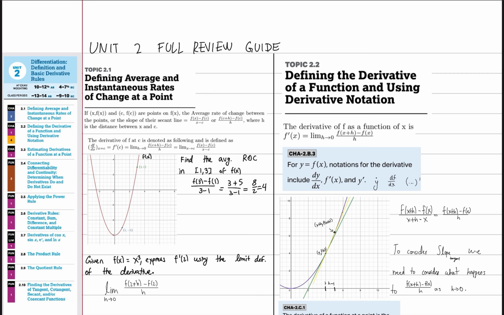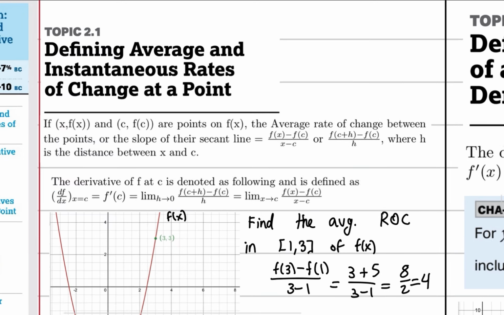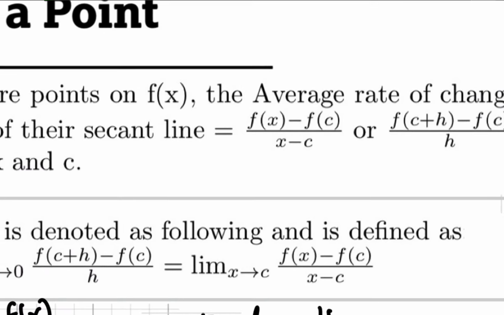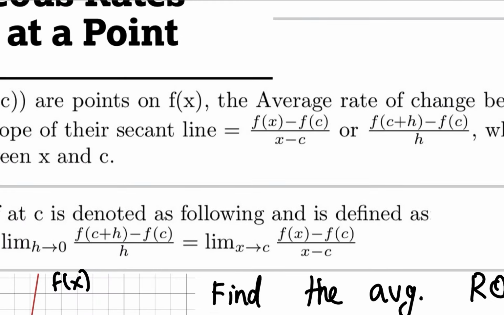So here we go. Starting at topic 2.1, defining average and instantaneous rates of change at a point. Let's assume two points, x comma f of x and c comma f of c, are points on f of x. Then their average rate of change, or the slope of their secant line, is given by f of x minus f of c over x minus c.